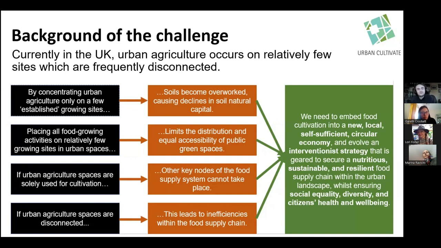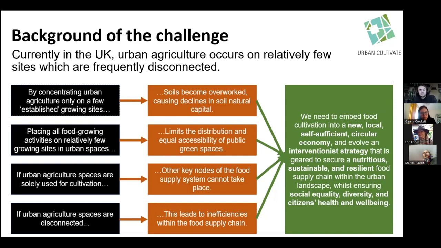What we have currently, I think, is a situation where we concentrate urban food growing on a few established growing sites: allotments, growing spaces, community gardens, and so on. As a result, the soils become quite overworked, and this causes declines in their ability to function in what we call their natural capital.